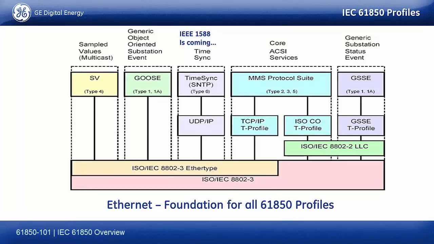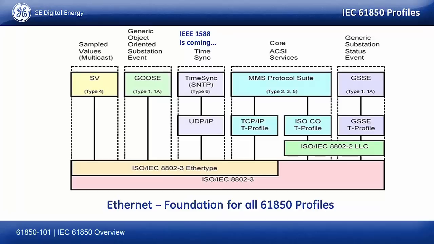And why I say Ethernet is important: if I look at the definition of Ethernet, and looking at the EtherType 88-B8 and the EtherType, all these things get defined somewhere in here. Sampled values is multicast. GOOSE is event driven, which is defined in the same EtherType. GOOSE stands, by the way, for Generic Object Oriented Substation Event. I'll talk about GOOSE a little more. Time synchronization is defined in here, and streaming data. Like IEEE 1588 we're hearing about is a way to do time synchronization over an Ethernet network, which is coming.